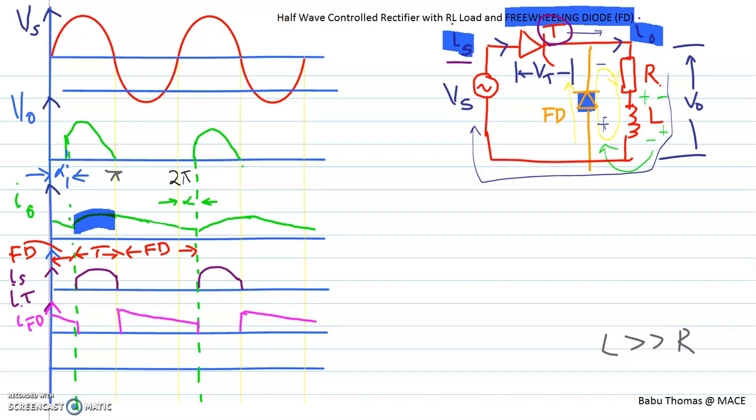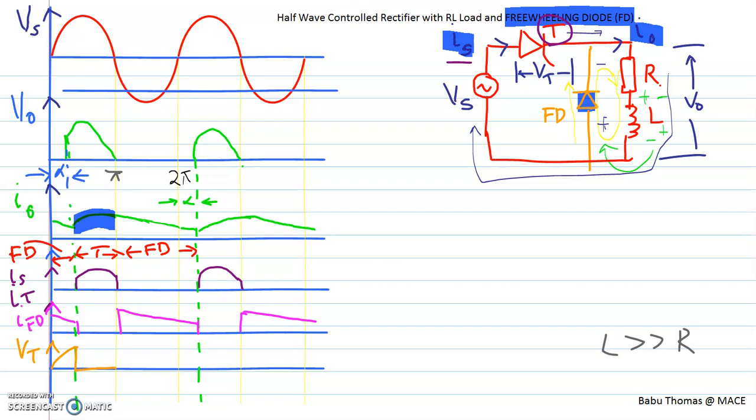Now we have to plot the thyristor voltage Vt. The thyristor is off when the freewheeling diode is conducting. So I can plot a waveform like this. From 0 to alpha, it is in the off state. From alpha to pi, it is in the on state. Therefore, it is acting like a closed switch, so the voltage Vt is 0.